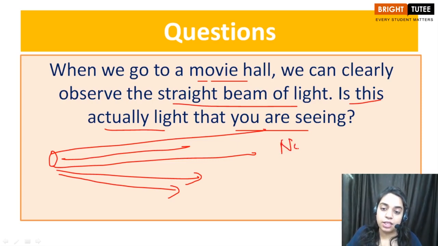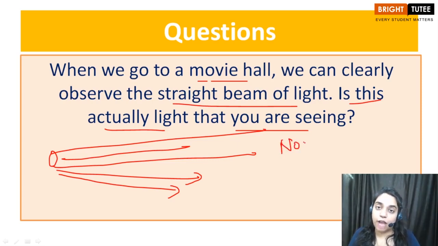Then what is it? It is actually the path of light which has been made visible to us by the scattering of light by the dust particles which might be there in the theater. Okay, right?